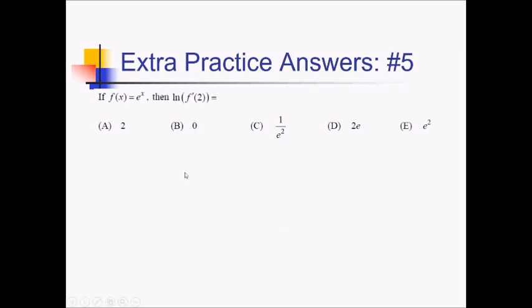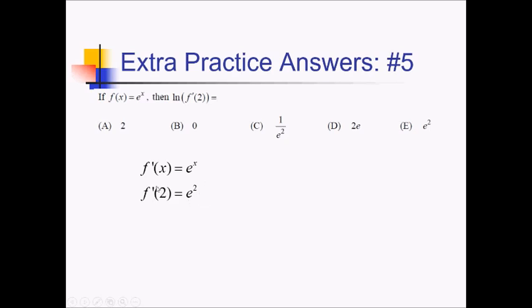On this problem, we're given the function f of x equals e to the x, and we want ln of f prime of 2. So on this one, I think the easiest way to do it is just to figure out the derivative of this function at 2 and then plug it into the ln function. So start in here and work your way out. Nothing fancy. So f prime in general is just going to be e to the x, because e is its own derivative. And then f prime of 2 is just going to be e to the 2. So again, nothing fancy so far.